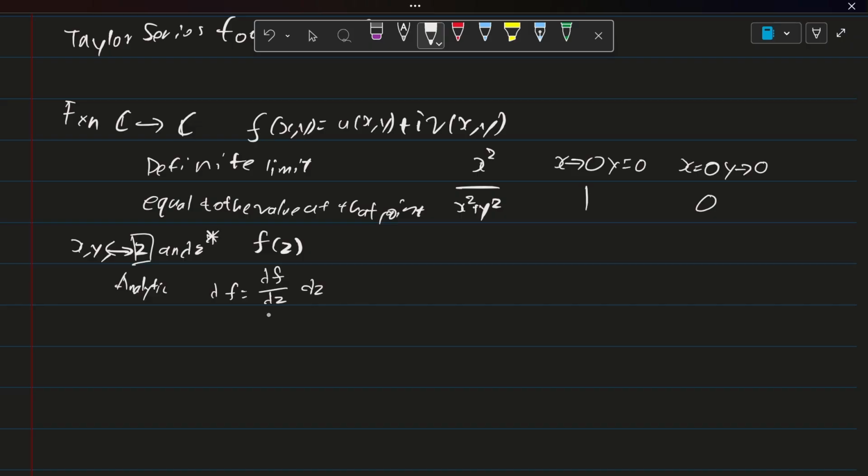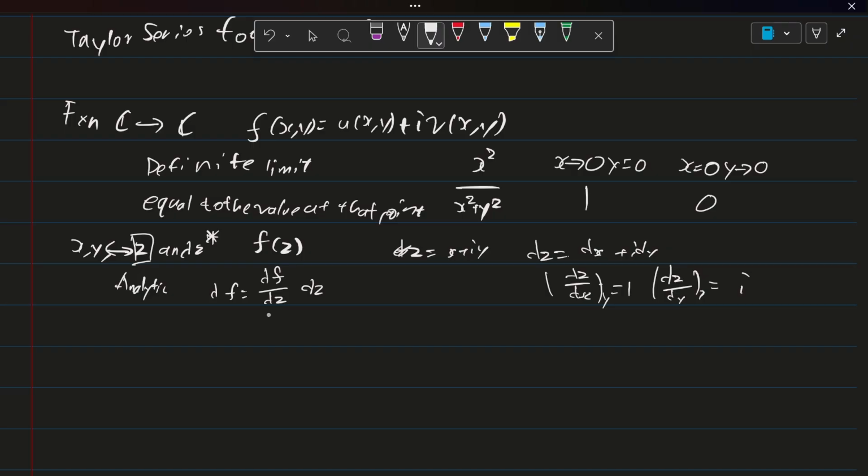But here's something interesting. We know that z is x plus iy. But we could also express this as dz equals dx plus i dy, which means we get certain information from this. dz over dx at constant y must equal 1, and then dz over dy at constant x has to equal i. So these two pieces of information could be substituted in.